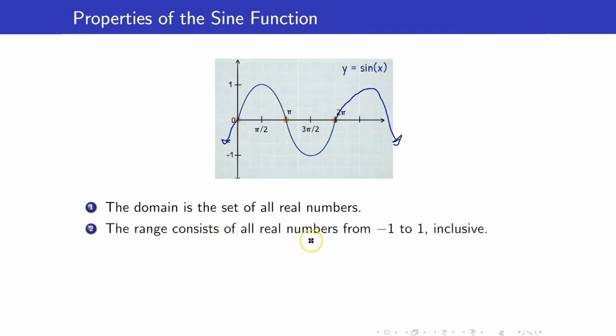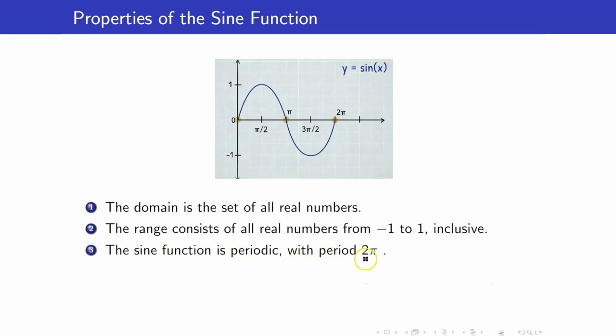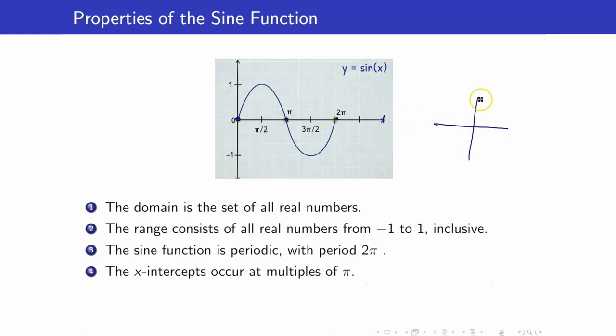Second, the range consists of all real numbers from negative 1 to 1. Remember that this one will be like that. And the only numbers that are covered on your y-axis would be this one, negative 1 to 1. You do not have a point which will go all the way, let's say, at negative 2. That is just impossible. Next, the sine function is periodic with period 2 pi, because this is one period. The x-intercepts occur at multiples of pi. So this one, 0, pi, 2 pi, 3 pi, and so on. You do not have to memorize that.